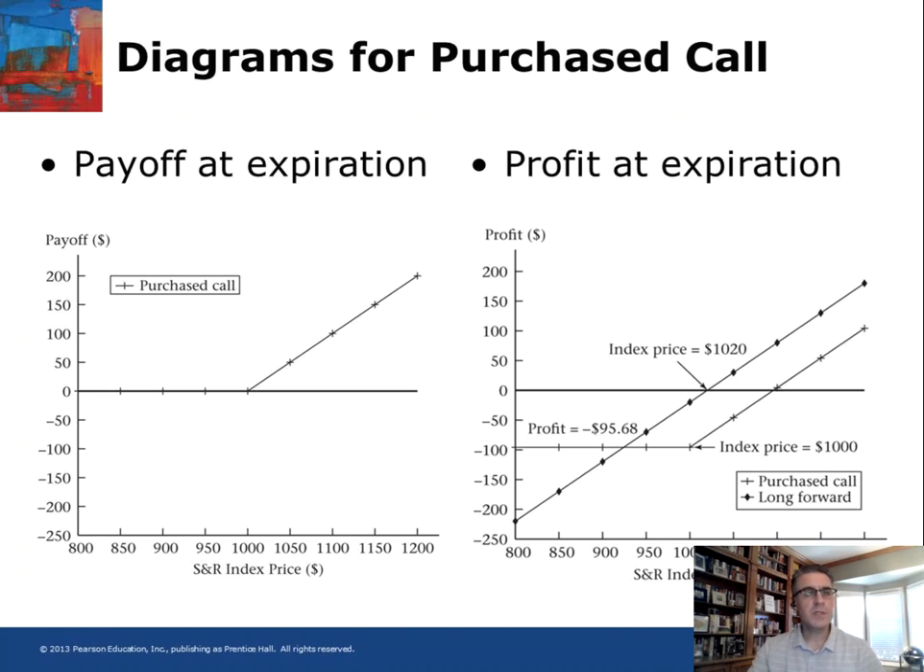As the index price increases from 1,020, the payoff increases dollar for dollar, which is shown here by a line with slope 1 to the right of the 1,020 strike price. So the payoff is 100 when the index price is 1120, 200 when the index price is 1220, and so on.